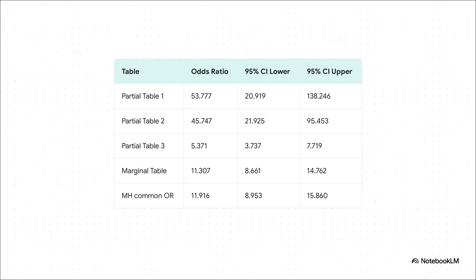Let's take a second to appreciate this table. This is just the top part of the output. It's so clean, it's clear, and it gives you the odds ratio for each passenger class, plus the overall marginal and the Mantel-Haenszel common odds ratio. You can instantly see how much the odds of survival change depending on the class.